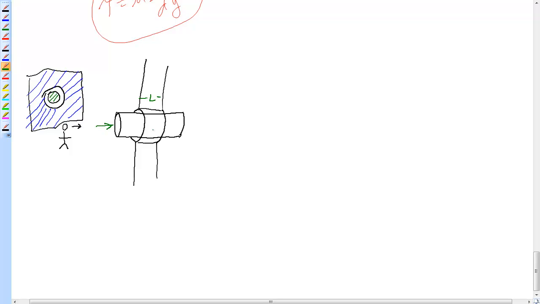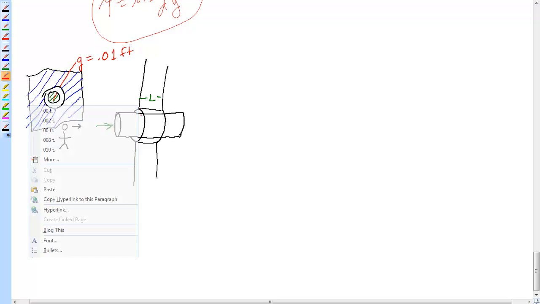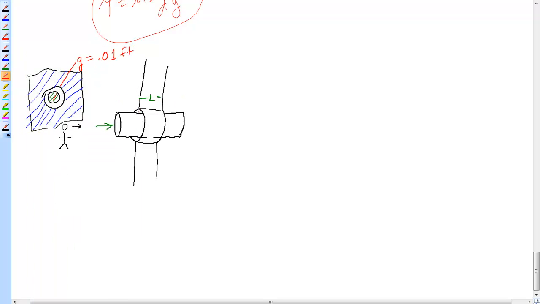But before we shove it through there, the gap, basically the distance between here and here, we'll say it's 0.01 feet. Fairly small gap here. We're also going to fill the gap with a material. That material would be some sort of fluid. So you're coating the whole shaft in this fluid, and you're going to shove it through there with a force. Say the force ends up being 2 pounds.